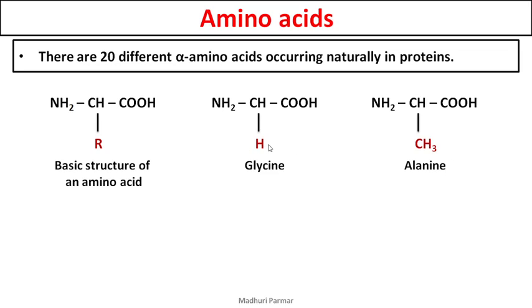After H, the second simplest R group is methyl group, CH3. If you attach methyl group on the R, this bond, as the R group, it is called alanine. Alanine is optically active. As you can see, the four different functional groups are seen here, attached to the carbon. So alanine is again optically active.